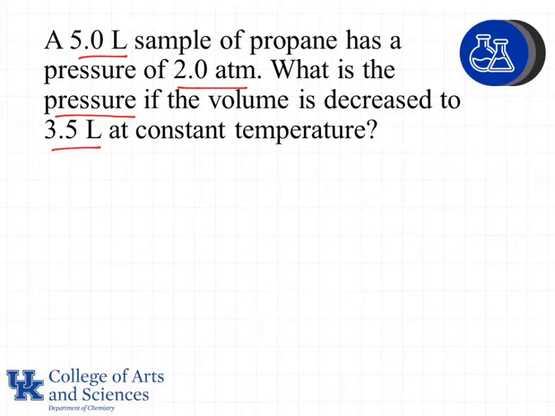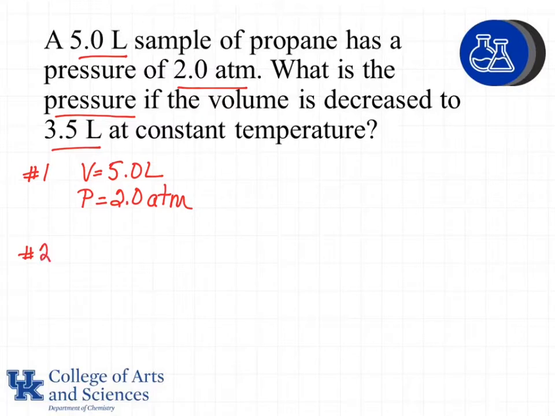Because I have 2 sets of conditions, some kind of initial state and some kind of final state, this tells me that I'm going to use the combined gas law to solve my problem. I'm going to first look at conditions 1, and I see that the volume is 5 liters and the pressure is 2.0 atmospheres. Next, I'm going to look for conditions 2, and my volume is 3.5 liters and the pressure is my unknown. That's what we're looking to find in the problem.